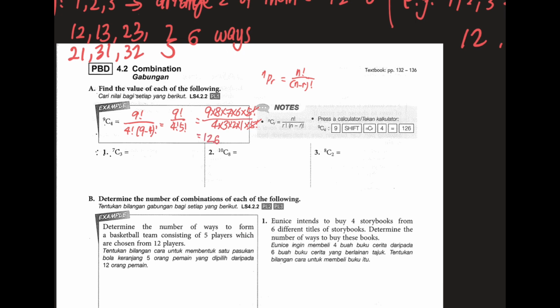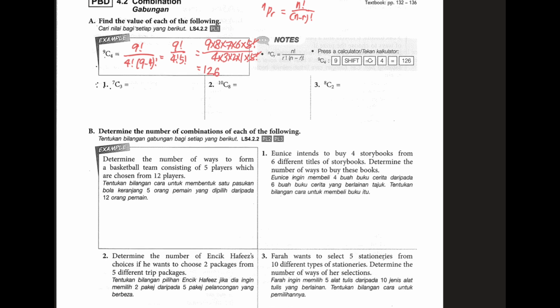Okay, now let's see example. Determine the number of combinations of each of the following. Determine the number of ways to form a basketball team.